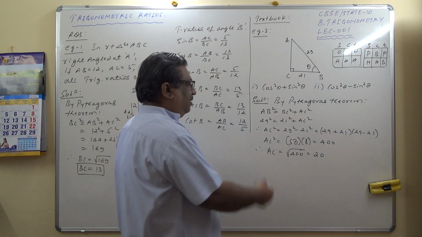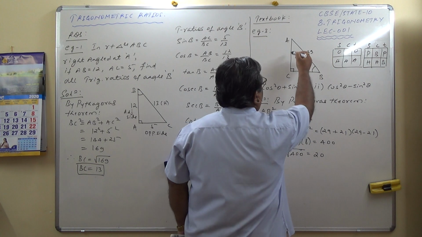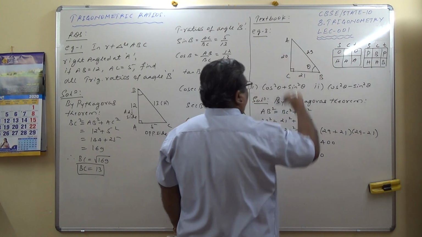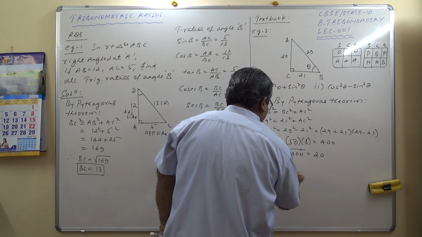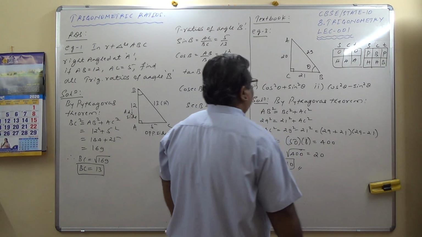Correct? 2 into 10, that is 20. So we got AC here as 20. I will mention later on. AC equals 20 units. Simply mention AC equals 20.